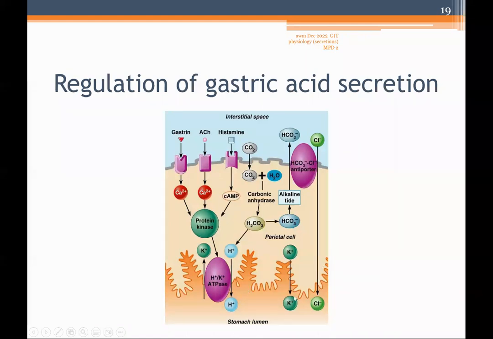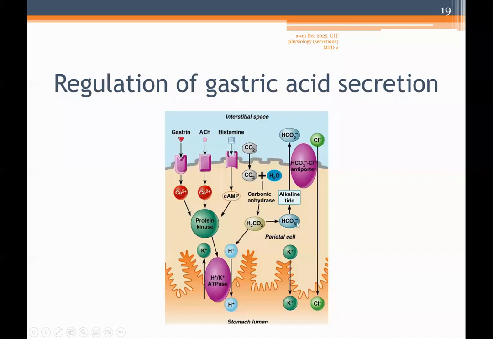So this diagram summarizes gastric acid secretion. You can see the stimulants here: gastrin, acetylcholine, and histamine. The acetylcholine and gastrin are responsible for the production of calcium ions, and the calcium ions then act on the protein kinase, but histamine works via cyclic AMP. And in that way, you can see here the exchange of the potassium and the hydrogen ions.